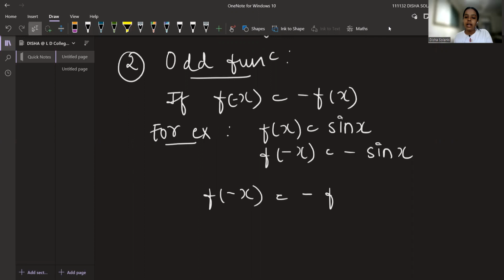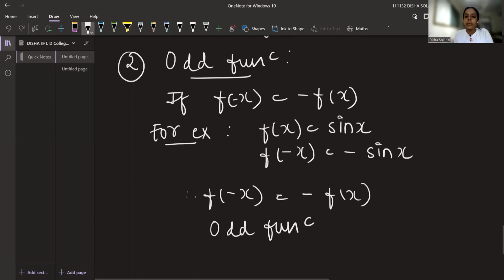Here you can see that f of minus x, which is minus of sin x, is equal to minus of f of x. Minus sin x equals minus into sin x. Hence, we can say that it is an odd function. Okay.